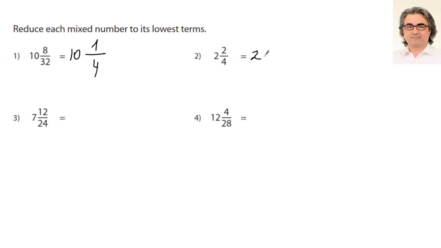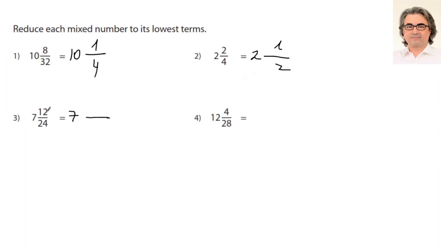And 2 right here is the whole part, the whole number of the mixed number. 2 and 4 only make the fraction part if you have a mixed number. Please make the simplification for only its fraction part. 2 and 4 are divisible by 2. So 2 over 2 is 1, 4 over 2 is 2. So this is the simplest form of the given fraction.